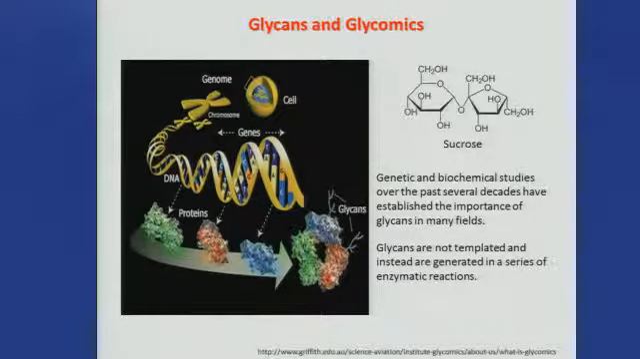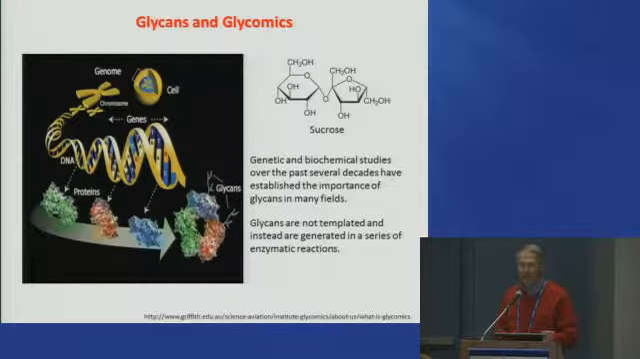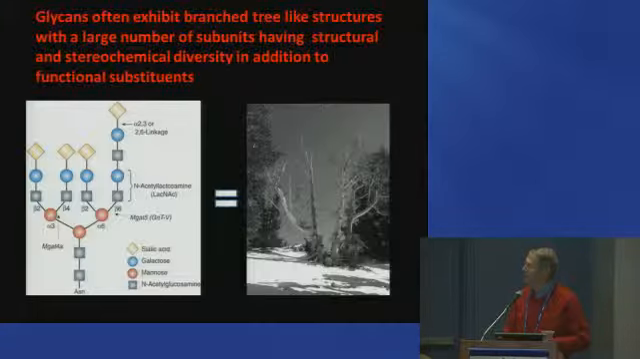Now, they're not templated, right? So you don't have the wonderful connection between the protein structure and the gene sequence here. They're generated instead by a series of enzymatic reactions, and it's very easy for these enzymatic reactions to get it wrong. So you occasionally have not one structure, but a distribution of structures of glycans that you're dealing with.